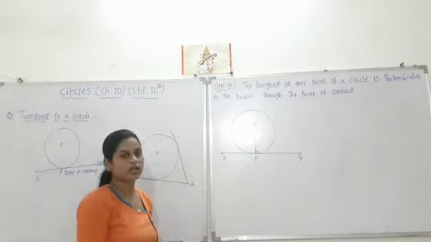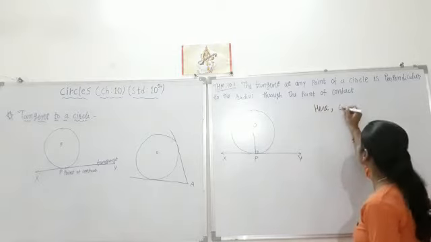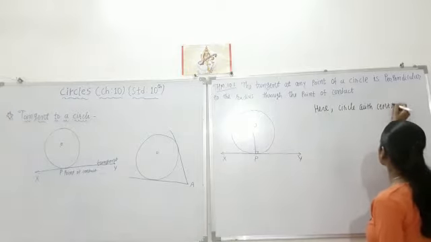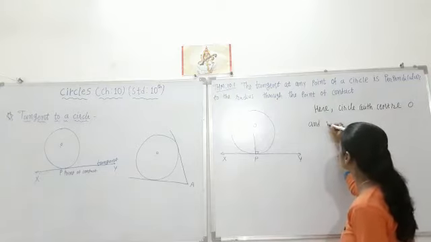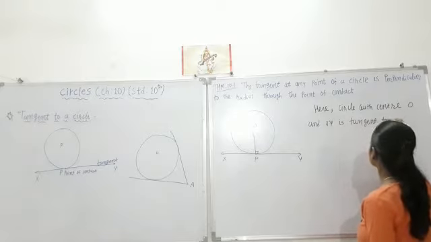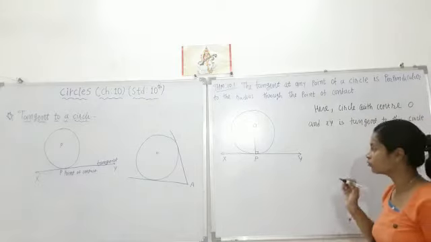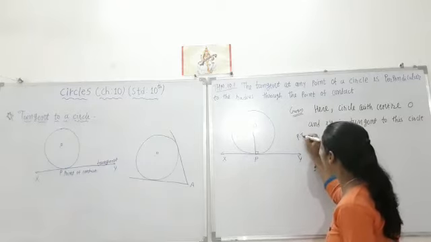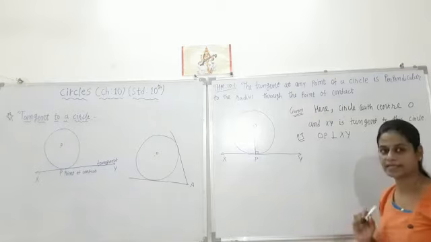Now what is given in our statement? Given: a circle with center O, and XY is a tangent to this circle. What do you want to prove? That this OP is perpendicular to this XY.